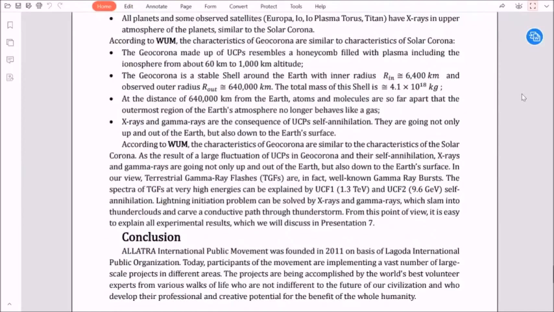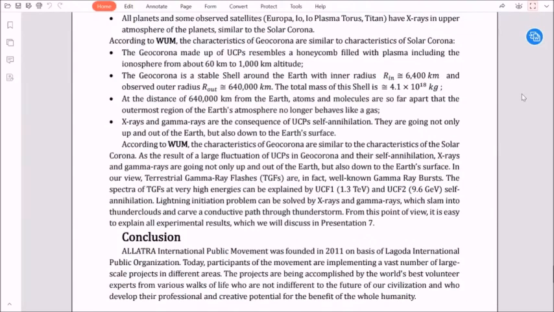The lightning initiation problem can be solved by X-rays and gamma rays, which slam into thunder clouds and carve a conductive path through the thunderstorm. From this point of view, it is easy to explain all experimental results, which we will discuss with you in presentation 7.